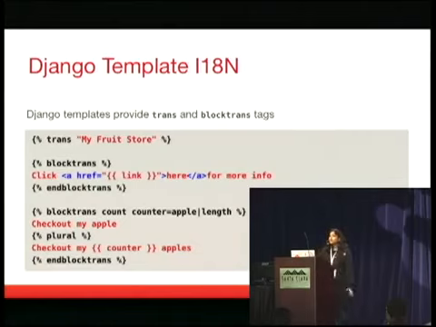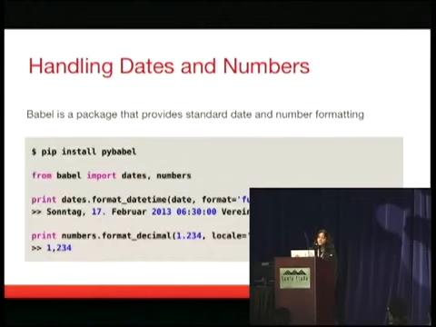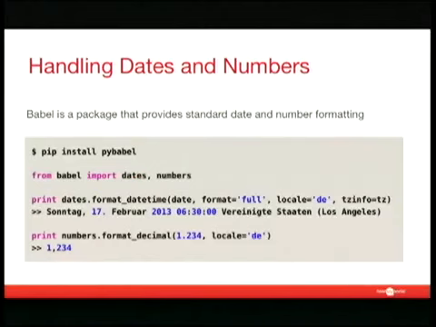Also, if you're working with a pluralized string in a template file, you have to add on the plural tag and then split out all the strings that need to be shown for singular and plural form, and then add on a count so that you know which one to show. So that was basically how we handled all the strings. But we need to show dates and numbers in a format that works for a particular locale. PyBabel is a great package that you can install for standard date and number formatting.